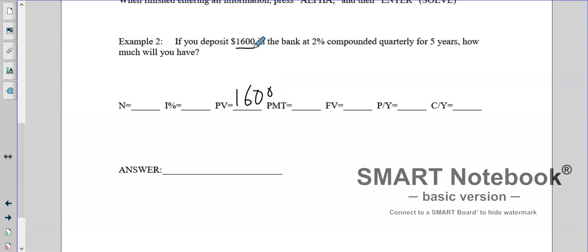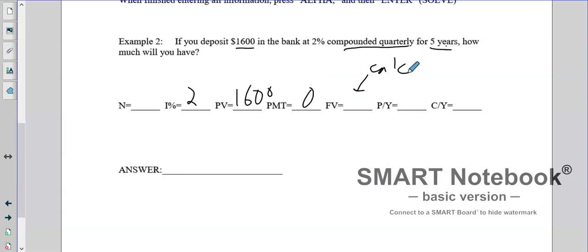That's right here. 2%, so we're just going to put 2 here. Remember, not 0.02, okay? 2% is just 2. Compounded quarterly, for 5 years. All right, so payment, we're going to keep that 0. Future value, we're going to calculate this.